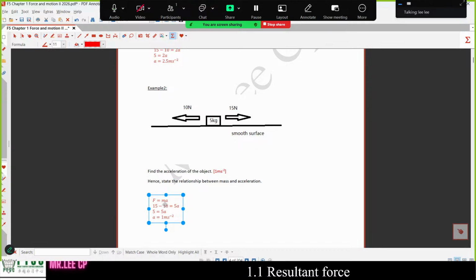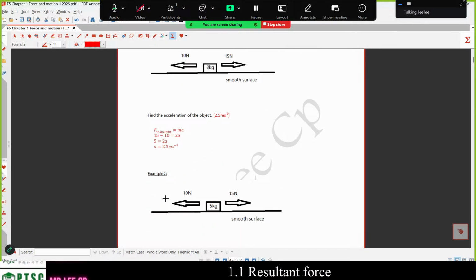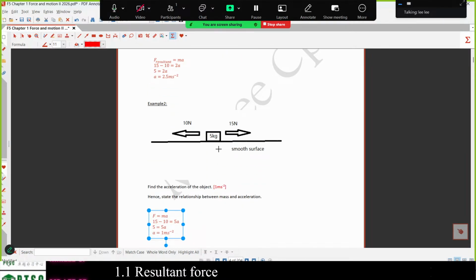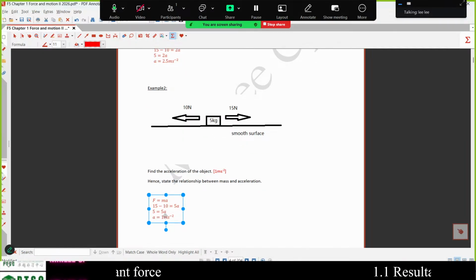So now in these 2 examples, what can we see? 15, 10, 15, 10, same. Smooth surface, same. Once it is lighter, faster. Acceleration is bigger, 2.5. One, it is heavier. One, it is big. Right, the mass is big. So what happened? The acceleration becomes 1.